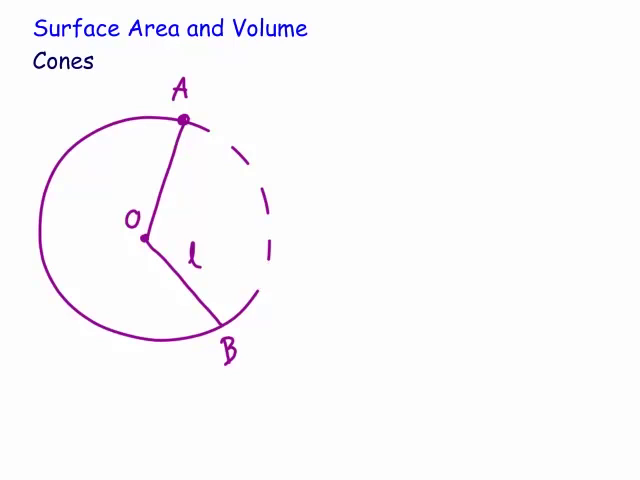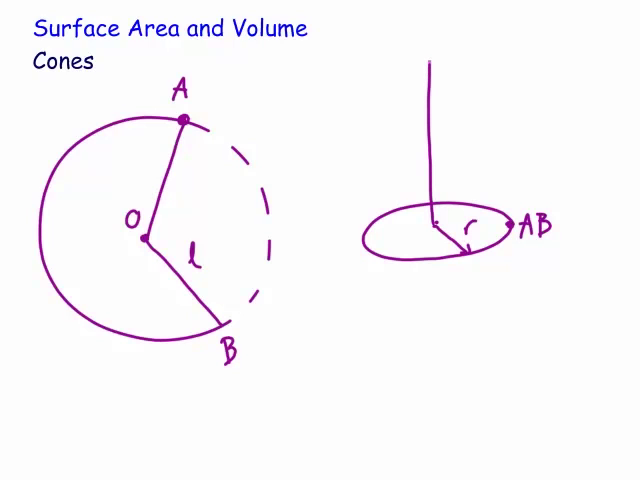And pull A and B together. A and B are going to join here. This is going to form a cone. It's going to have a radius, obviously, of R. It'll have a slant height of L, and in fact, this bit down here actually will be L.